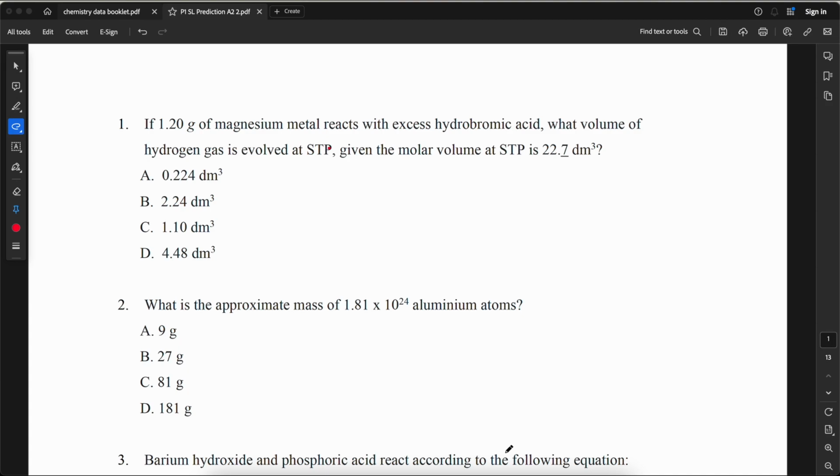If 1.20 gram of magnesium metal reacts with excess hydrobromic acid, what volume of hydrogen gas is evolved at STP, given the molar volume at STP is 22.7 decimeter cube? So we've got mass, so we can calculate mole, which is 1.20 divided by 24, and to find volume, n equals V over Vm, so V is n times Vm, times 22.7, then you get 1.1.